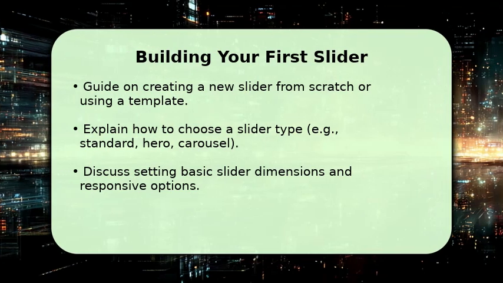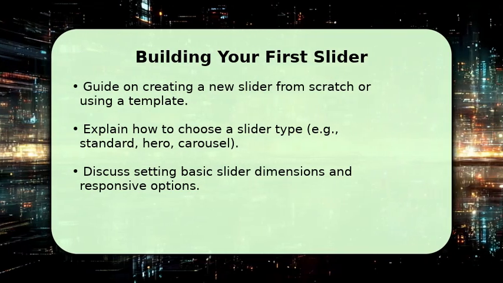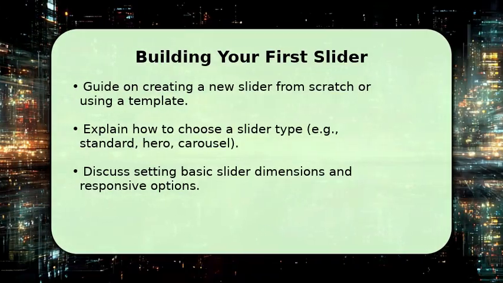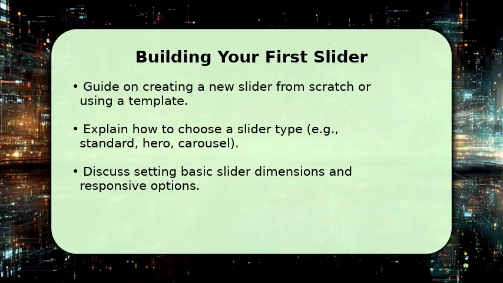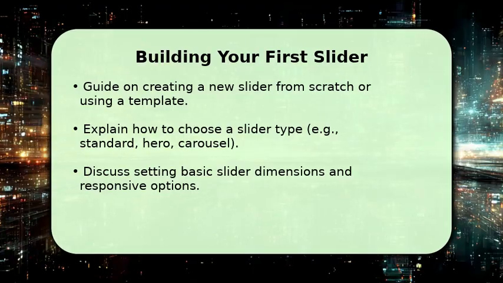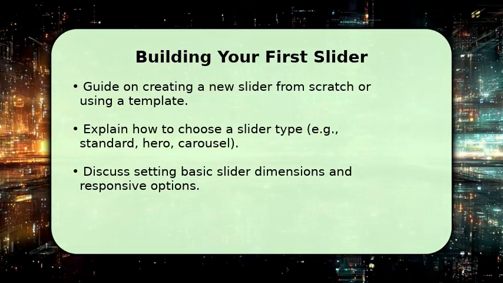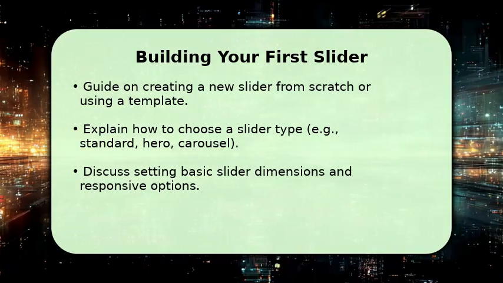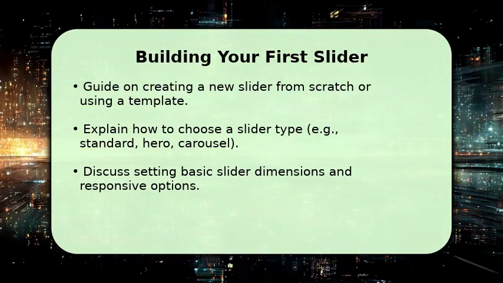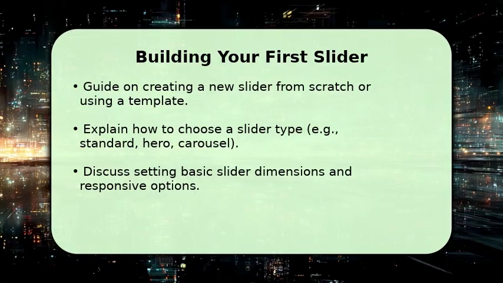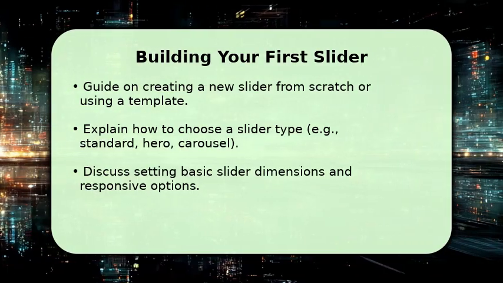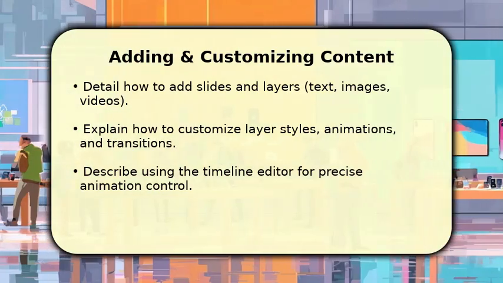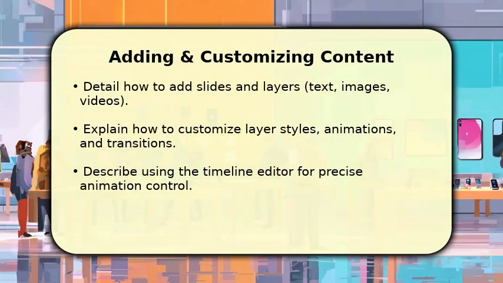Now that the plugin is active, let's create your first slider. From the Slider Revolution dashboard, click New Blank Module or choose from hundreds of pre-built templates. You'll then select your slider type, such as a standard slider, hero scene, or carousel. Consider your layout needs, perhaps a full-width display or a specific pixel dimension, ensuring it's 100% responsive across all devices for optimal viewing. With your slider structure in place, it's time to add content.